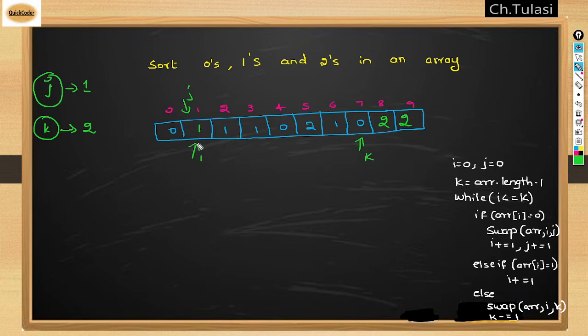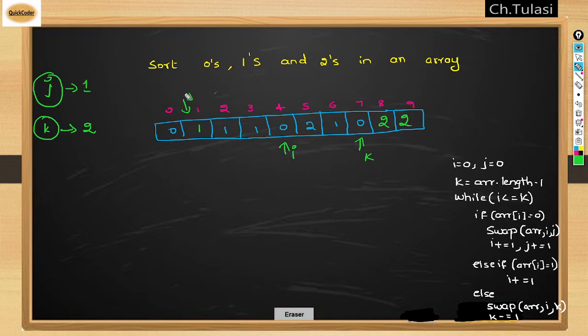Now again see, array of i is equal to 1. So what happens if array of i is equal to 1? We simply increment i, because j should be pointing to 1. Whenever 0 occurs, j and i will be swapped. Again array of i is equal to 1, so we simply increment i. Again i is less than or equal to k, and it is pointing to 1, so it is incremented again. Now i is less than or equal to k and array of i is equal to 0.